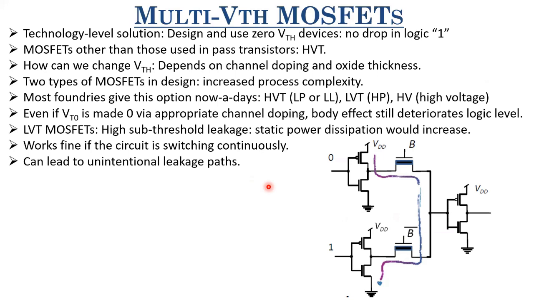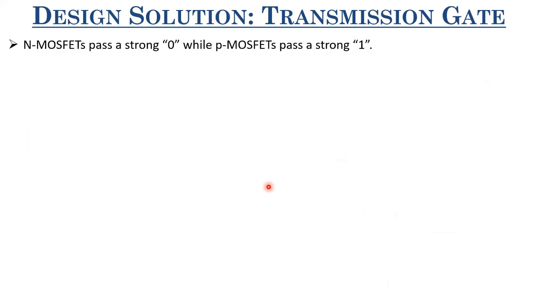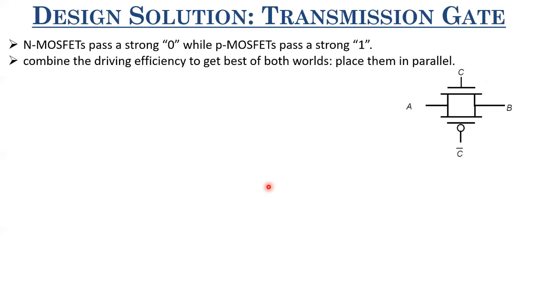Now let us go for another solution, which is a design solution. So this is actually more promising, and it is known as transmission gate. So we know that N MOSFETs pass a strong 0, while P MOSFETs pass a strong 1. So someone came up with this wonderful idea that why not combine both of them together and use the best of both worlds, right? So why not put them in parallel, and then combine their driving efficiency to get the best of both worlds.